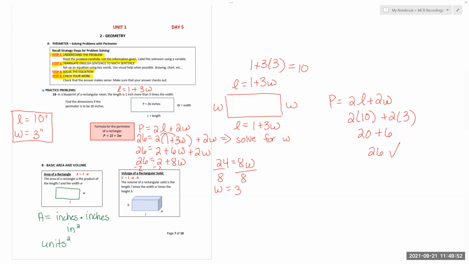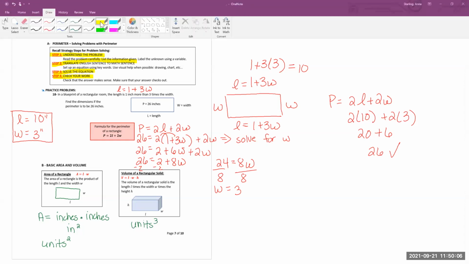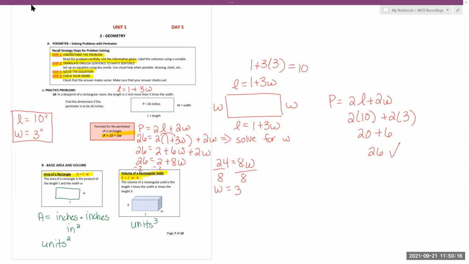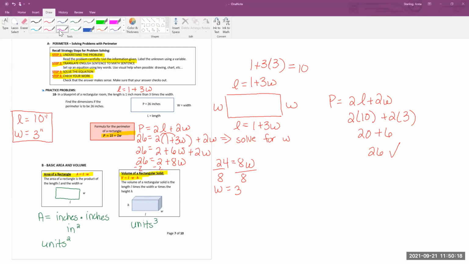When you do volume, it's length times width times height. Think of you're now filling a flower bed with soil. You've got the area, but then you're adding the height component. So you'll have units cubed. And make sure these formulas in red, you do kind of note, I should be able to have area of a rectangle and volume of a rectangular solid and perimeter kind of in my toolbox of math equations.